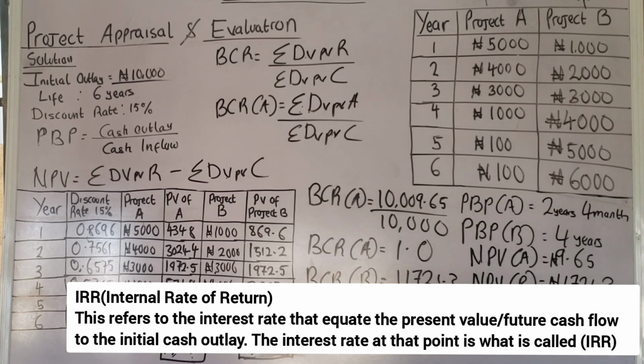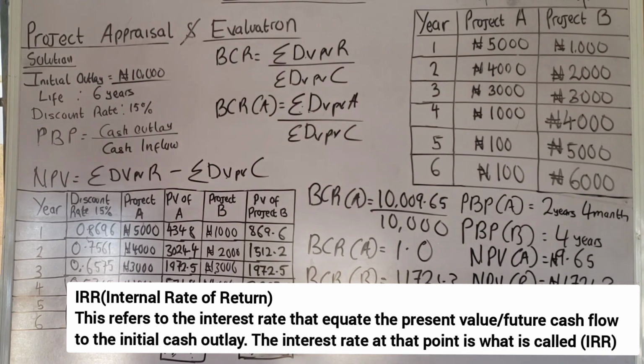Internal rate of return can be defined as the interest rate that equates the present value of the future cash flow to the initial cash outlay. You understand? Pay attention and listen to the explanation again. The IRR can be defined as the interest rate that equates the present value of the future cash flow to the initial cash outlay. If they are equal, then the difference will be 0. You understand? If the present value equals the initial cash outlay, when you take their difference, the difference will be what? 0.